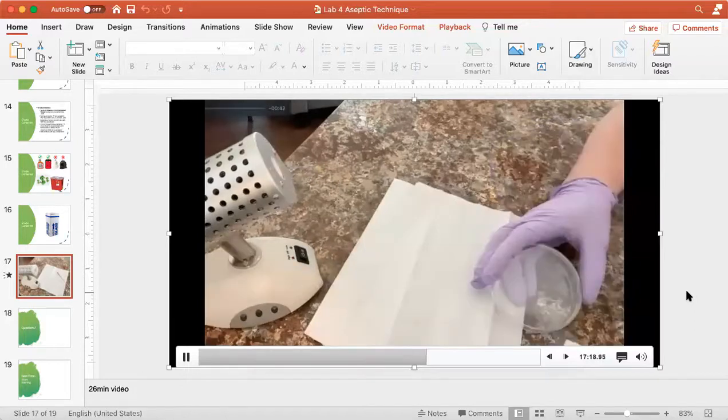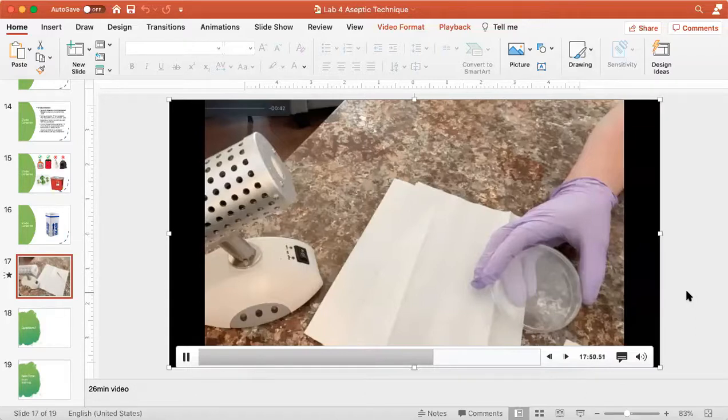Now, anytime you open a container that has growth media in it, nutrient media or any other kind of media, remember what we said. You want to keep that container open for as short an amount of time as possible. You want to quickly get it inoculated with cells, and then you want to close it again because you want to prevent contamination.